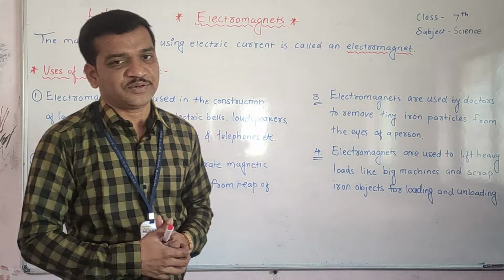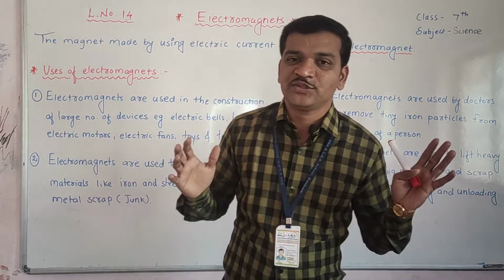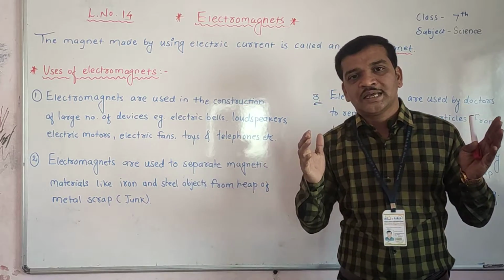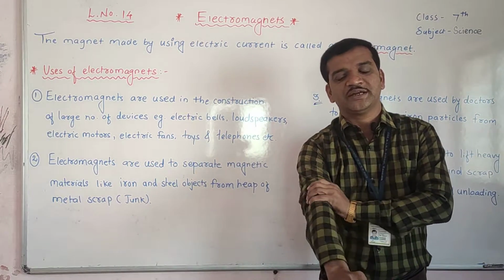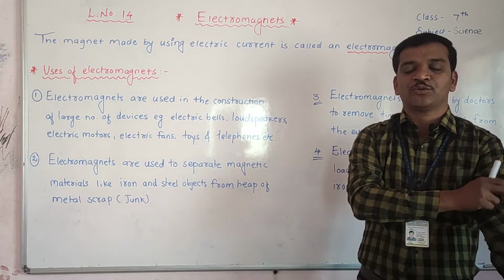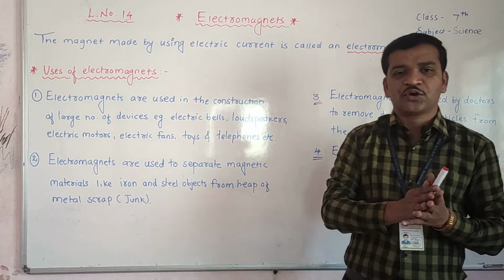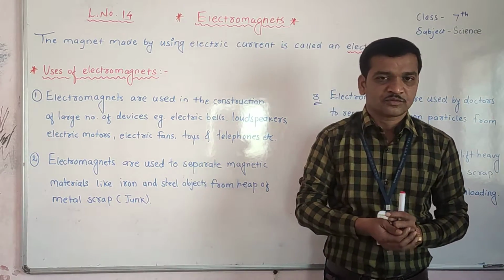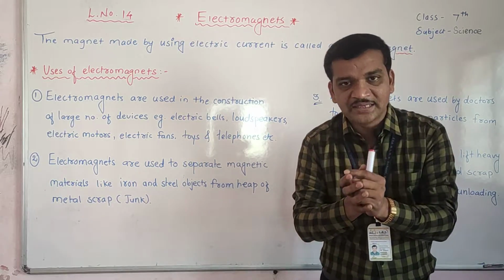You learn this definition. Now we will go to the next part, that is the uses of electromagnets, or we can call them the applications of electromagnets. Now where can we see electromagnets? See students, there are different kinds of devices, or we can call them appliances, in which an electromagnet is used.